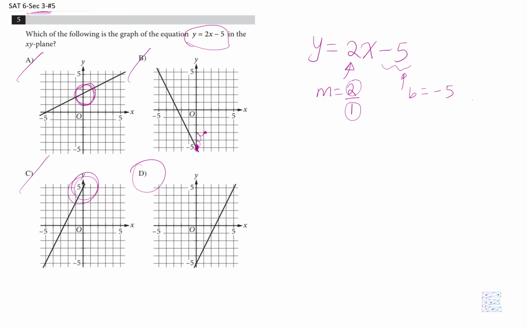But just to prove that D is the answer, let's go ahead and complete it. Starting at the y-intercept of -5, rising 2 places, so 1, 2, and running 1 place gets us here. You can do it again, rise 1, 2 places and run 1 place. You end up on the line again, so that's why D is the answer to this question.